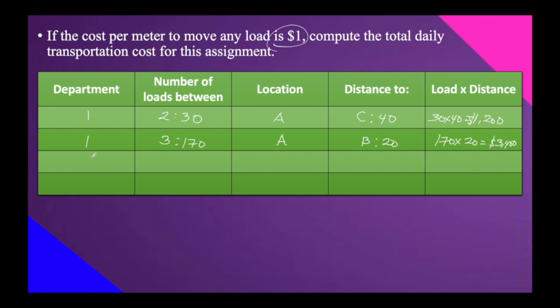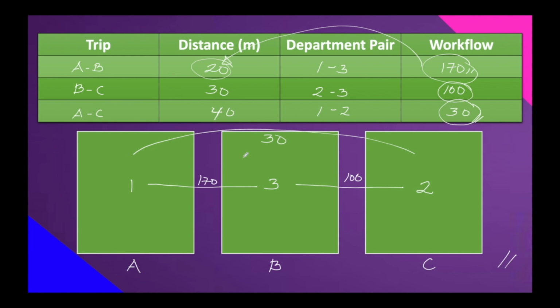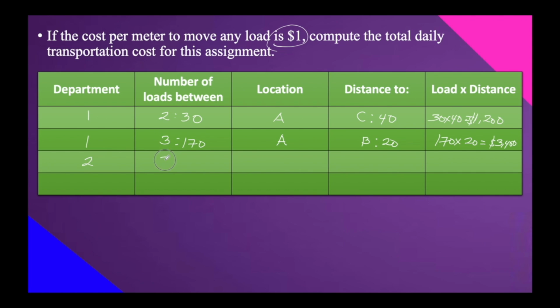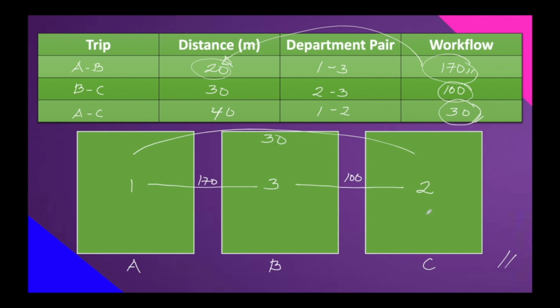And next, we have now from Department 2. Okay, so Department 2. Going to the Department 3. Okay, which is 100 yung kanilang workflow. So, Department 2 to 3, 100. And the Department 2 is located on the C.